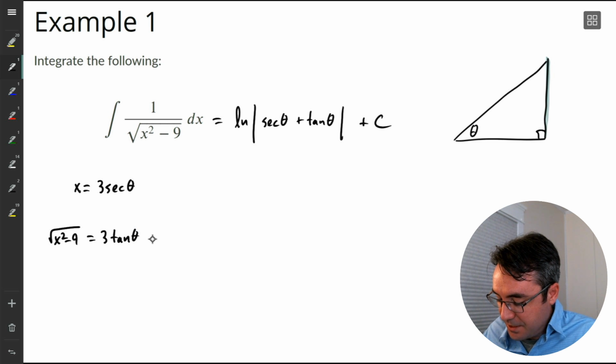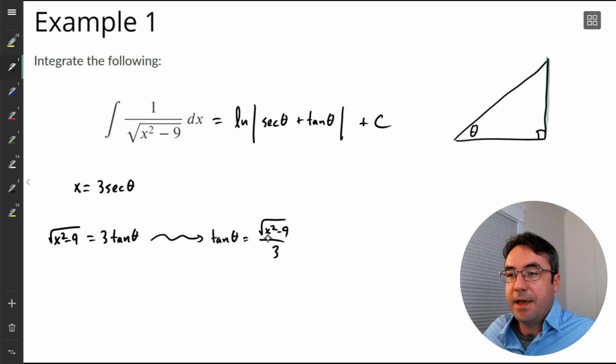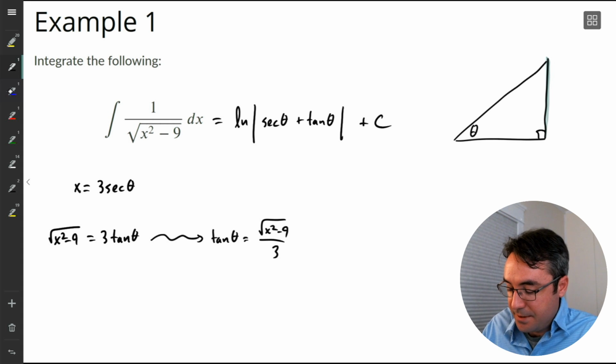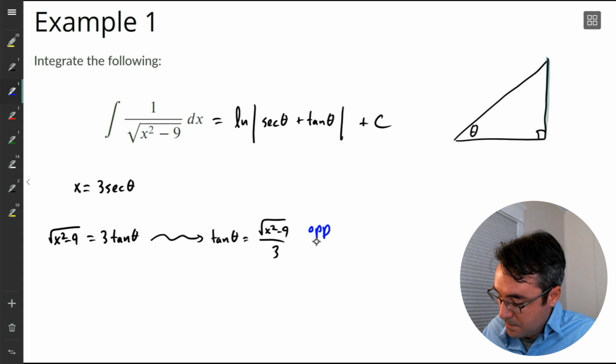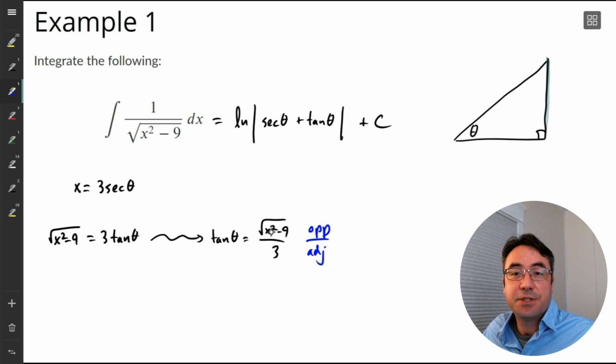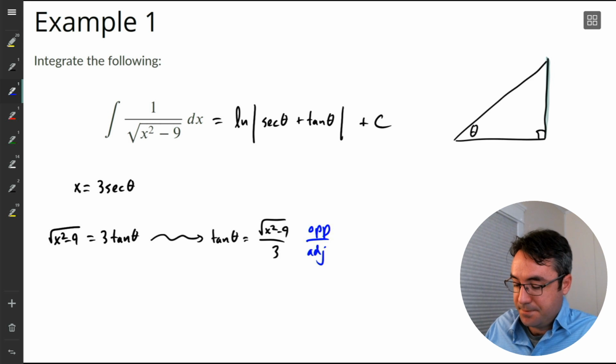So let's solve for tangent theta. That gives us the square root of x squared minus 9, over 3. And we know tangent is the opposite over the adjacent side. So this is really telling us, if we just match up the pieces of this fraction with the pieces of this fraction, the opposite side is the square root term, and the adjacent side is 3.